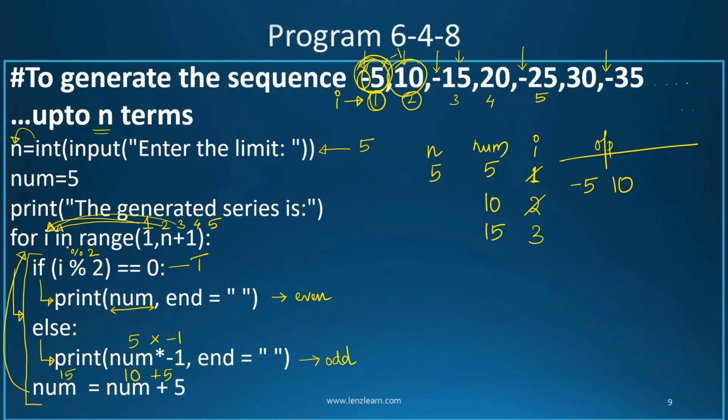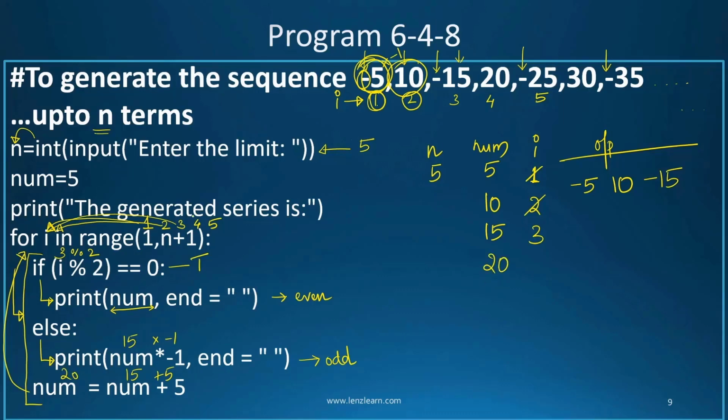Now I'll check whether 3 modulo 2 is equal to 0. Now this will be false, right? So I'll go to the else part. There the current value of num is 15, so 15 into minus 1 will be printed. The next term in the output is going to be minus 15. After that, num will get increased by 5, so 15 plus 5, 20 will be loaded into num. So that will be the next value.